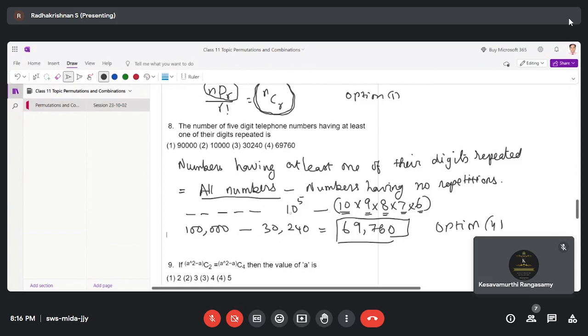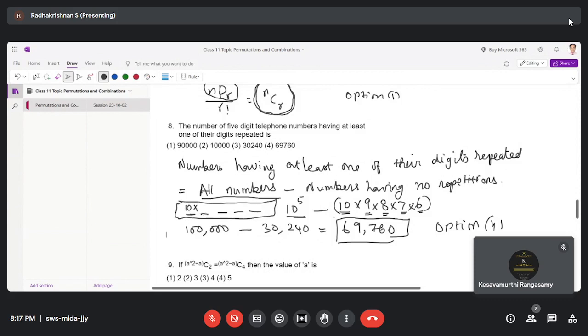See, here 10 power 5, each digit can be filled in 10 ways. There are 10 digits, right? 0 to 9: 0, 1, 2, 3, 4, 5, 6, 7, 8, 9. So there are 10 ways in which this digit can be filled. Since repetition is allowed in this case, here we are talking about all the numbers.